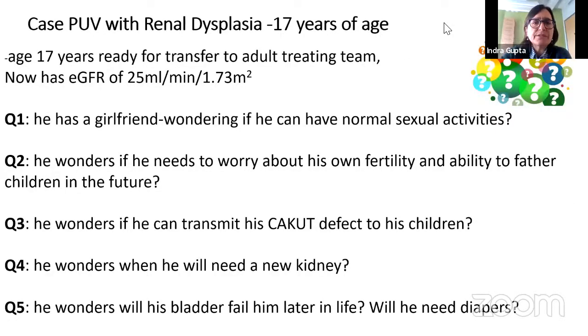So just going on here, we'll fast forward. Now this boy is 17. And he's ready, this boy with posterior urethral valves, he's ready for transfer to an adult treating team. His GFR has dropped. He's now at 25 mils per minute. So he's approaching chronic kidney disease stage 4. And he comes to you in your office, and he's asking you all these questions about himself.